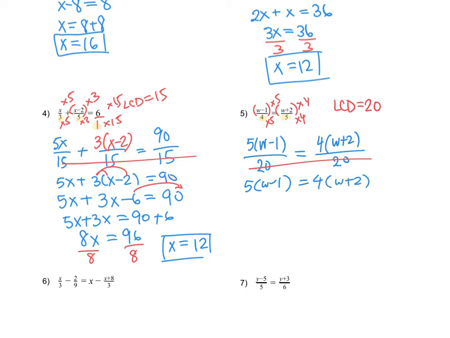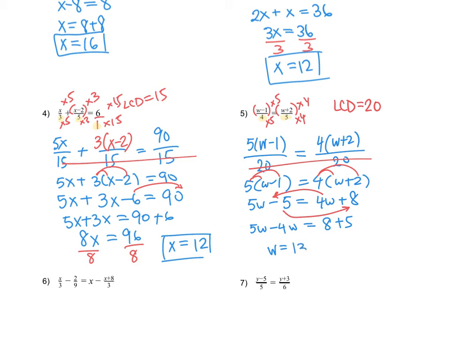Now I do have brackets on both sides, which means I'm going to do two distributions, 5 times w, 5 times -1, and then 4 times w, and 4 times 2. And now we have the variables on opposite sides, so I do have to do that double swap. So the 4w goes to the left, the -5 goes to the right. Switching signs, so the 4w became negative, and the -5 became positive. And here, 5 minus 4 is 1, so we're done isolating, and 8 plus 5 is 13. So there we are.